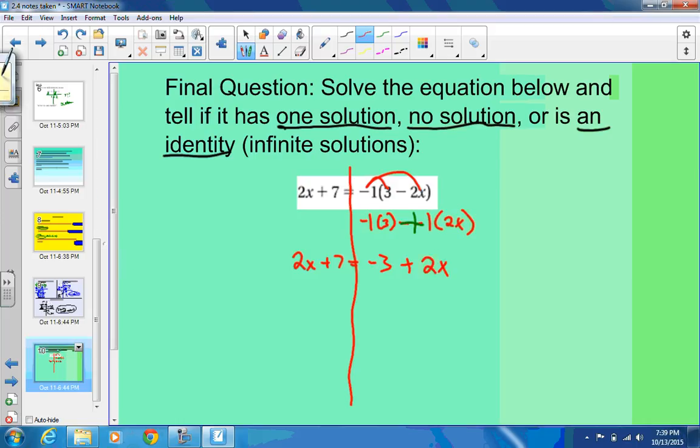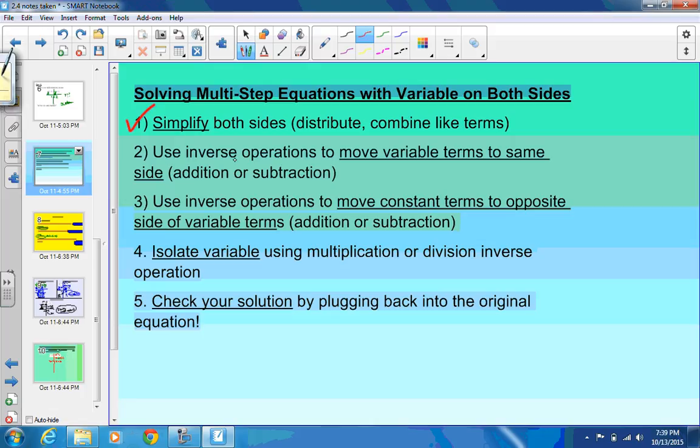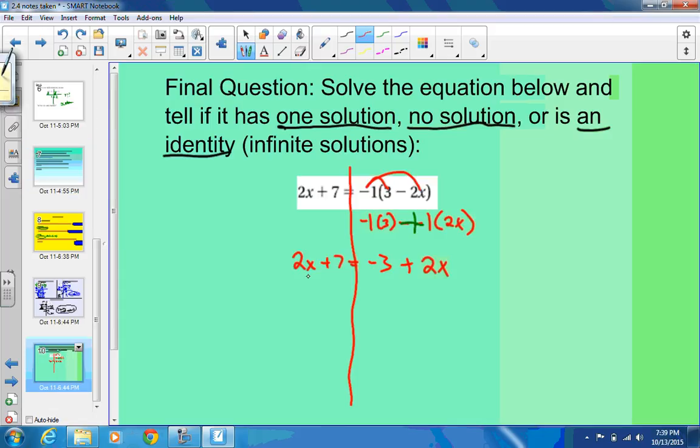All right, our next step would be to use inverse operations to move the variable terms to the same side. So let's get rid of the one from this side. So plus 2x, I have to subtract 2x to get rid of that whole term. So that is gone. And I must do it to the left side of the wall, or left side of the equation. So, well, that cancels that out too. So it's 0 plus 7 equals negative 3. So 7 equals negative 3.